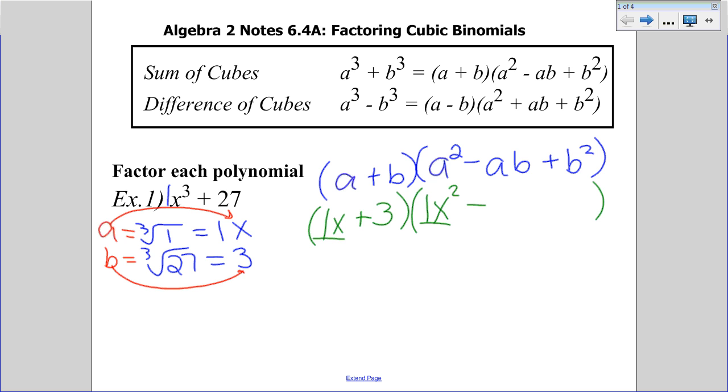I then have to have minus AB. What does it mean when we have AB? A times B. So what's 1x times 3? 3x.